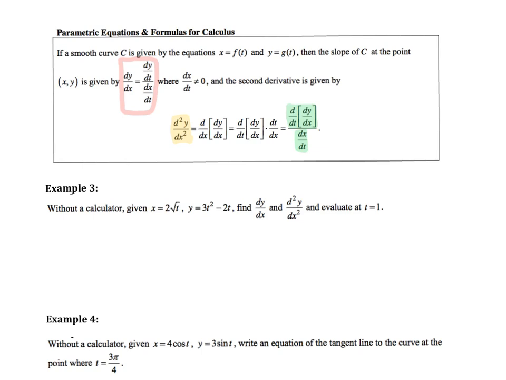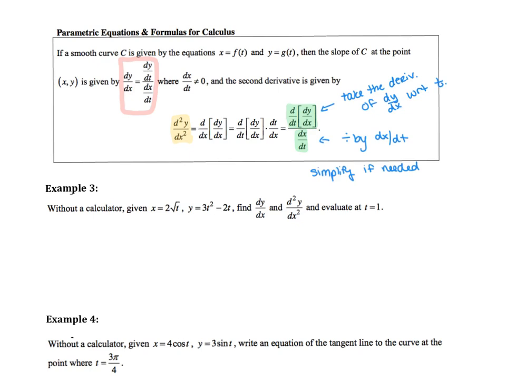So here, if you want to write this in words, if this is helpful right here, you're going to take the derivative of dy dx with respect to t. So WRT is with respect to t. Then you are going to divide by dx dt, and then simplify if needed.